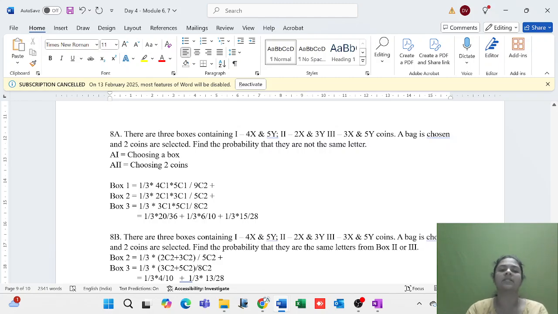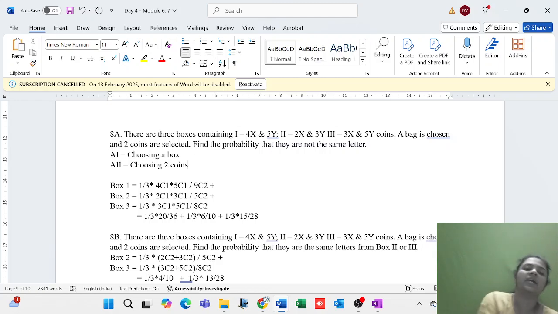There are 3 boxes containing: 1. 4x and 5y coins, 2. 2x and 3y coins, 3. 3x and 5y coins. A bag is chosen and 2 coins are selected. Find the probability that they are not of the same letter. So which means first I am choosing a bag, a box, and then I am choosing 2 coins. I should get 2 different coins.